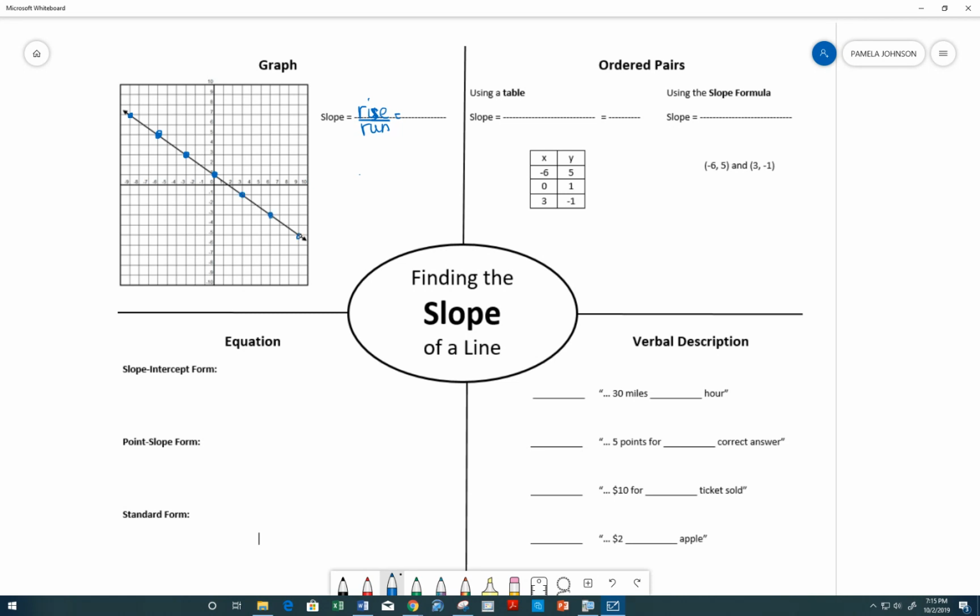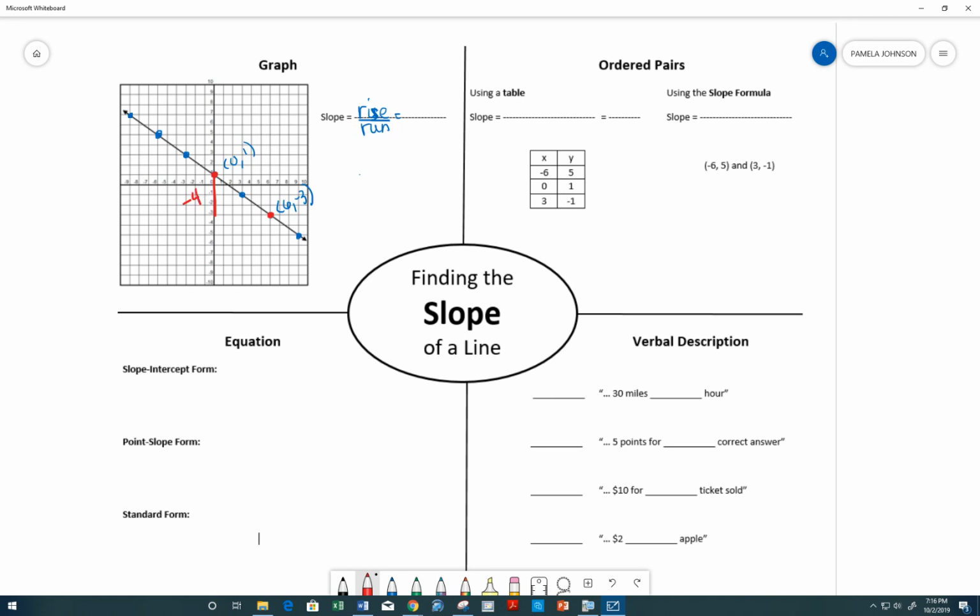Okay. So we could pick two that are close together. We could pick two that are far apart. It doesn't matter. I'm going to pick (0, 1) and (6, -3). Okay. So for (0, 1) and (6, -3), if I look from left to right and start with my left point at (0, 1) and go to my right point at (6, -3), from 1 to -3, I'm going to have a rise of -4.